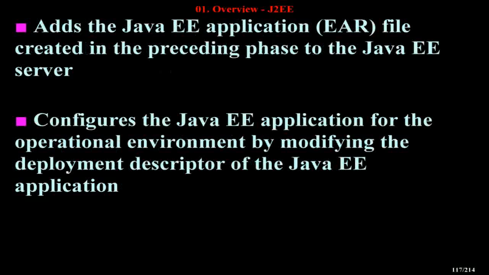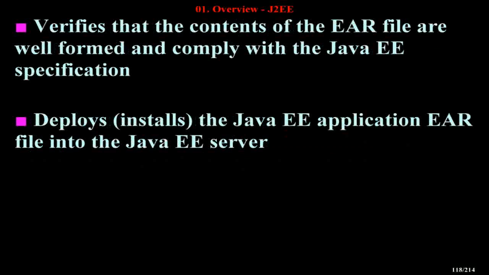Adds the Java EE application EAR file created in the preceding phase to the Java EE server. Configures the Java EE application for the operational environment by modifying the deployment descriptor of the Java EE application. Verifies that the contents of the EAR file are well formed and comply with the Java EE specification. Deploys and installs the Java EE application EAR file into the Java EE server.